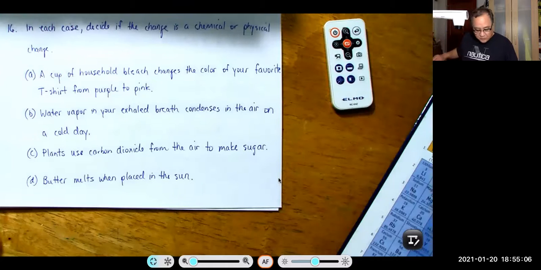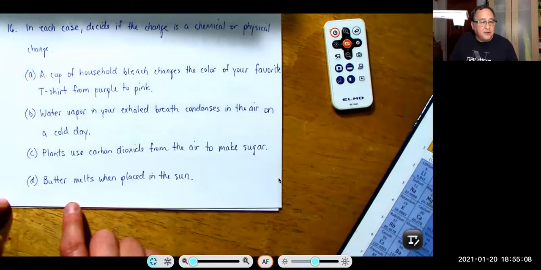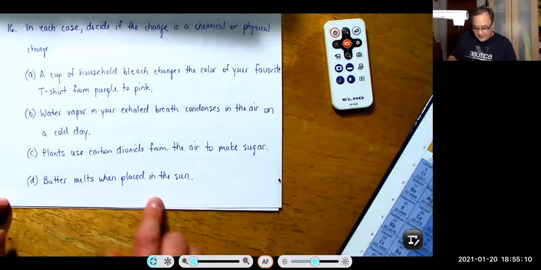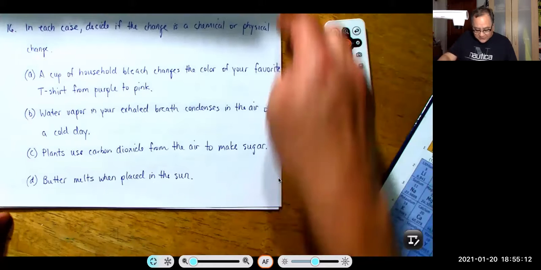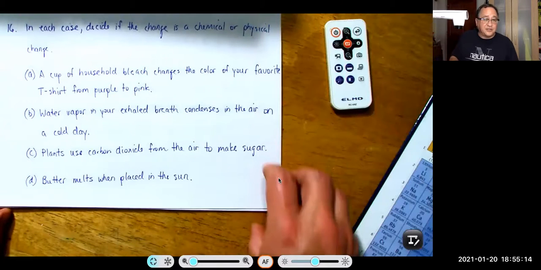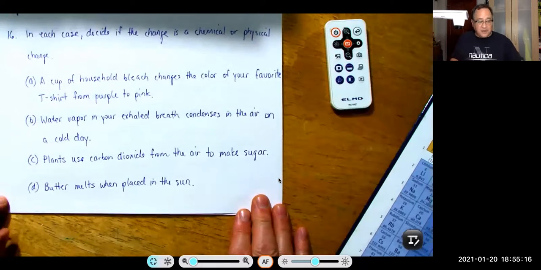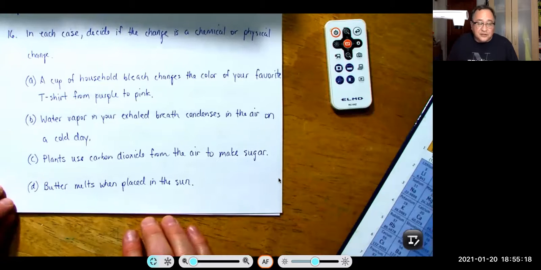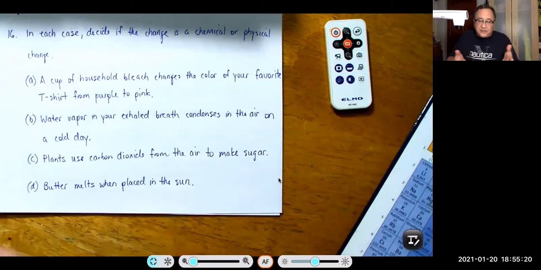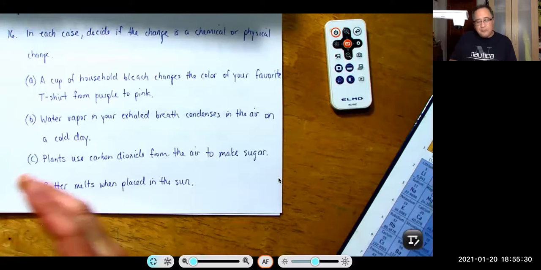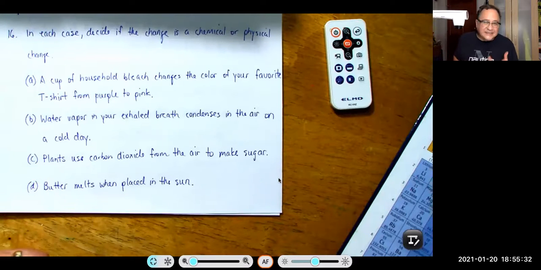Okay, how about this next one? Butter melts when placed in the sun. Depending on how long-winded you are here, you could answer this two ways. First, you could say, well, it's simply a physical change because when you take it out of the sun, it resolidifies. Or you could say it's a chemical change. And the reason you might say it's a chemical change is because, well, when you take it out of the sun and you taste it, it doesn't taste the same.